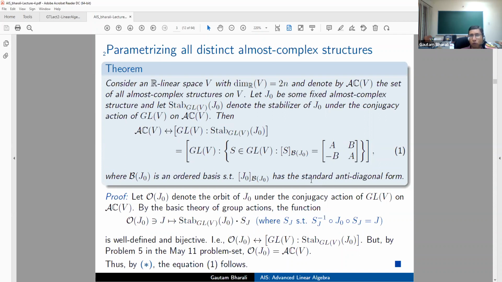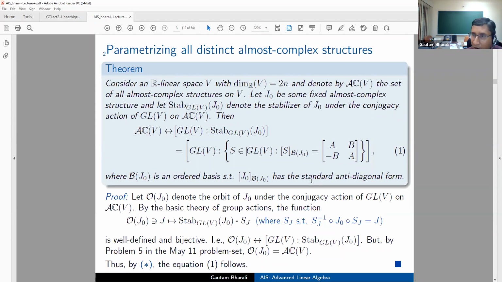So you might ask, well, why are we interested in almost complex structures? Well, they are interesting in their own right, in that they are a class of invertible R-linear transformations, which I stated in another problem in the first problem set, and which in fact I had solved partially in the tutorial.